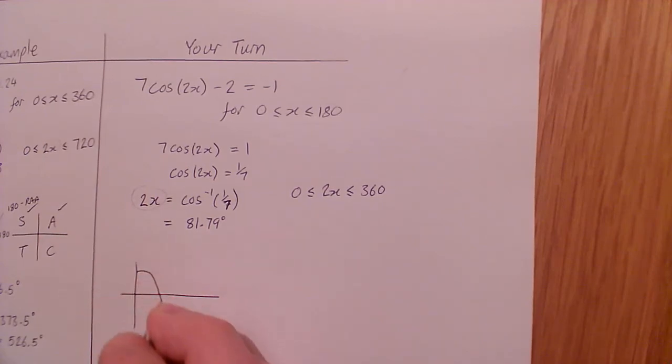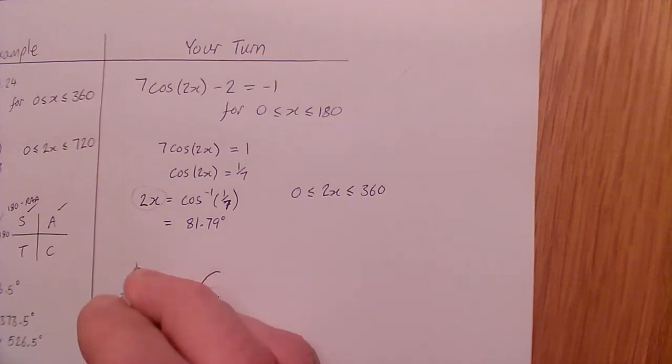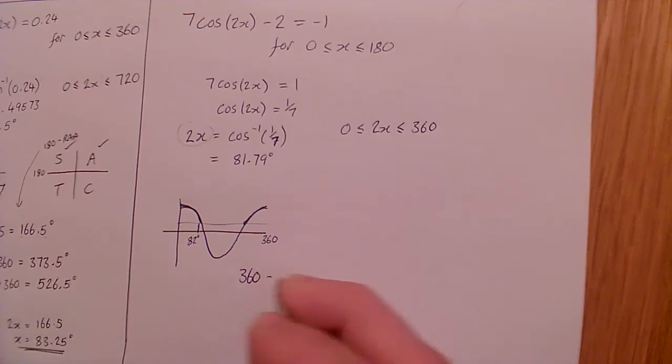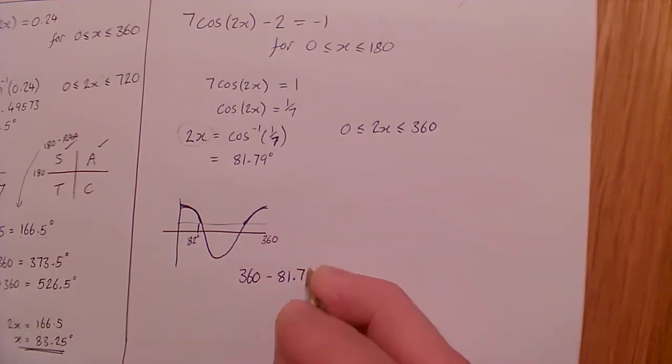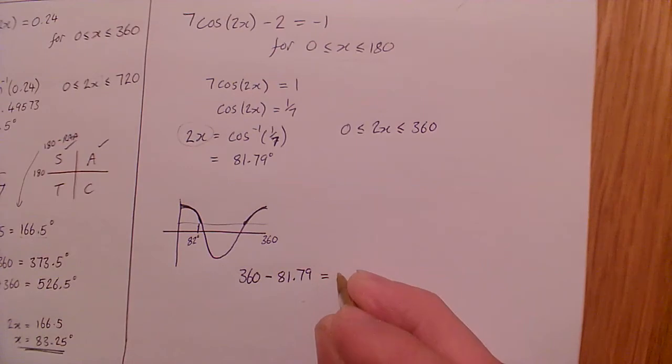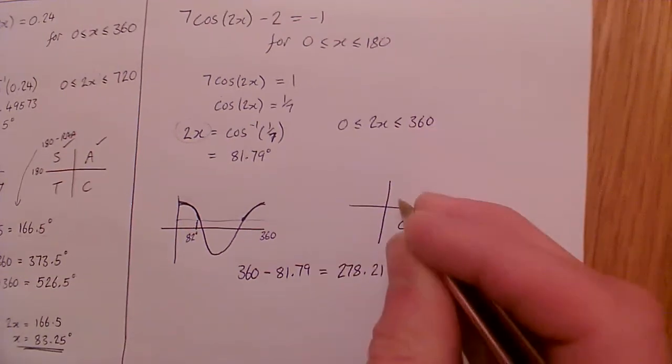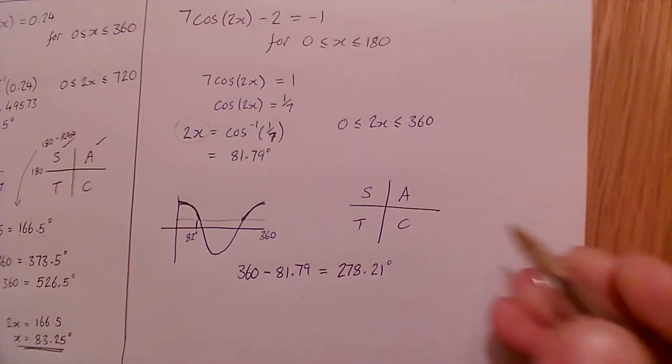Let's have a look at our graph. Well, the first angle here falls along here at 82-ish degrees. That's coming along that section of the graph there. So to come back to this second angle, we need to come back from 360. So we're going to get 360 take away 81.79. If we do that, we get 278.21 degrees. A little CAST diagram would also give us that.